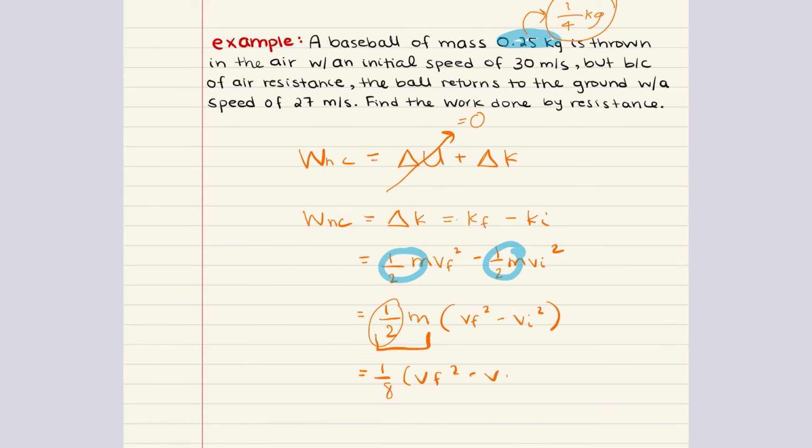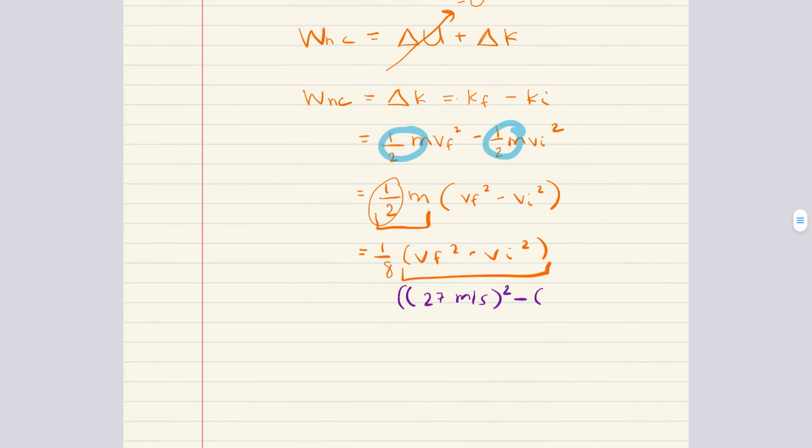Now the second thing we want to work through is this next term, this v final squared minus our v initial squared. Now v final is 27 meters per second. That's going to be squared. And then v initial is going to be 30 meters per second squared. And this is all multiplied by 1/8.